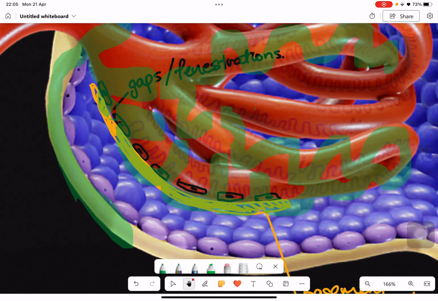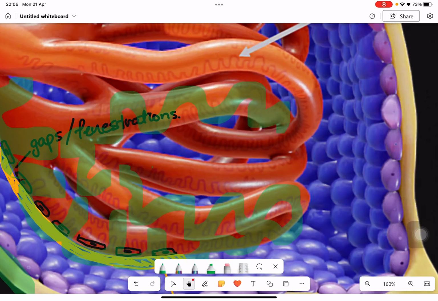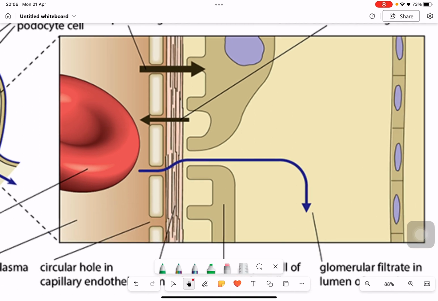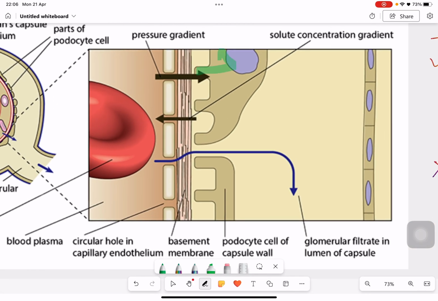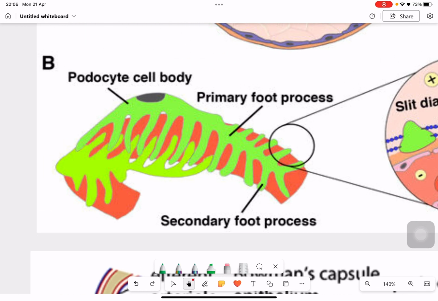So it wraps around the capillaries of the glomerulus, and maybe I didn't draw it well, but these are actually finger-like projections that can form gaps and filtration slits. So that's what they mean by finger-like projections. And by filtration slits, maybe you can refer to this picture. Do you see the gaps here, here, here? These are gaps, right? I'd say these are pretty large gaps. And these are what we call the filtration slits.